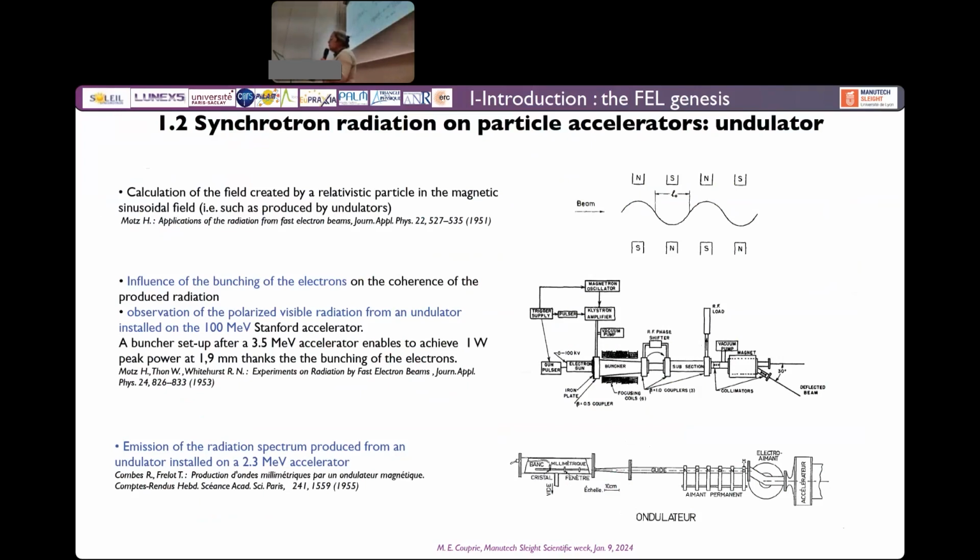In France, since we are in Saint-Étienne, I also report about French research. Combe and Frollo worked on this, and they could also observe synchrotron radiation from a 2.3 MeV accelerator. Their result was reported by Louis de Broglie at the French Academy of Science. So you see that people were connected, and people doing quantum mechanics were interested in this development on synchrotron radiation.